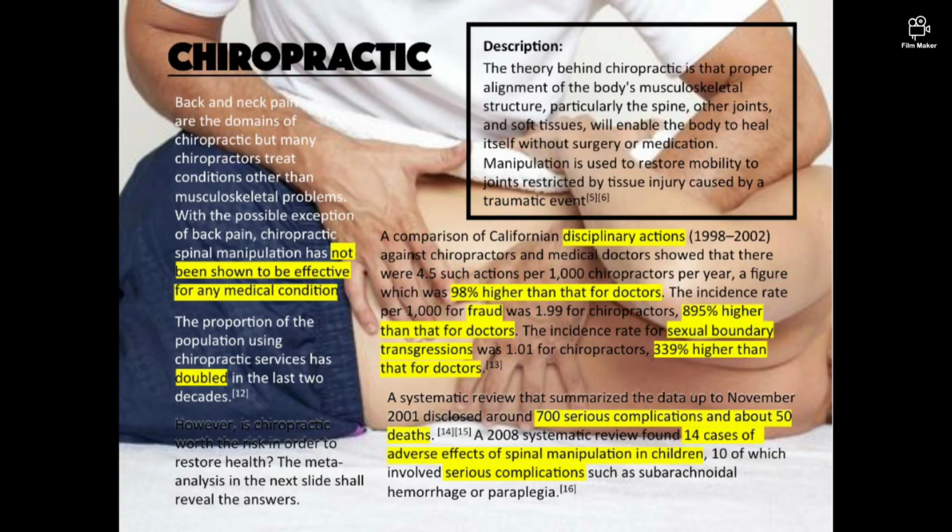700 serious complications and about 50 deaths are reported in a systematic review up to November 2001. A 2008 systematic review found 14 cases of adverse effects of spinal manipulation in children, 10 of which involved serious complications such as subarachnoidal hemorrhage or paraplegia.